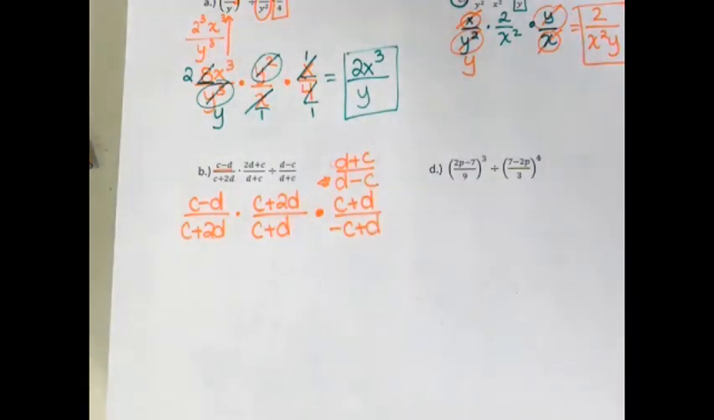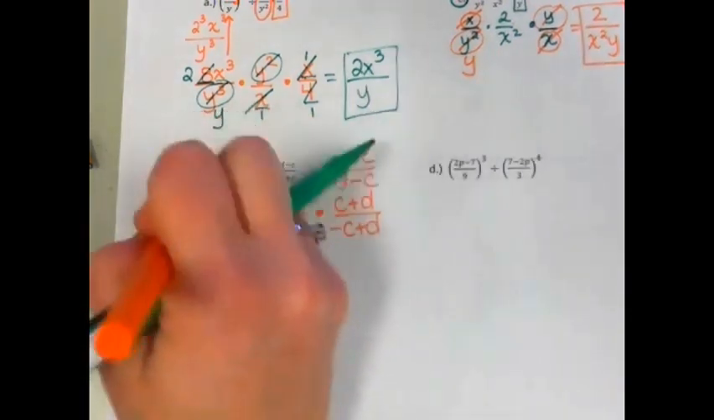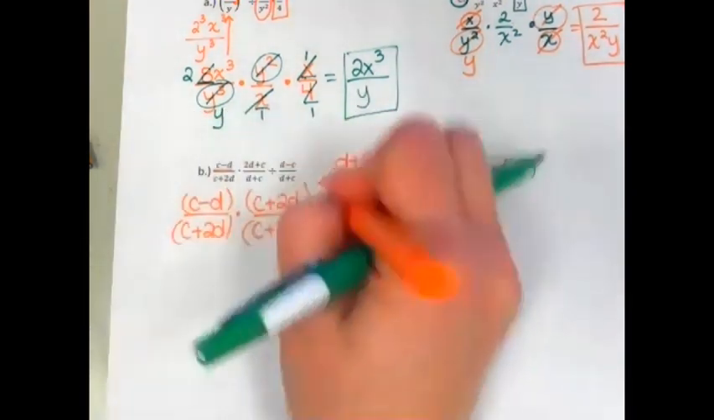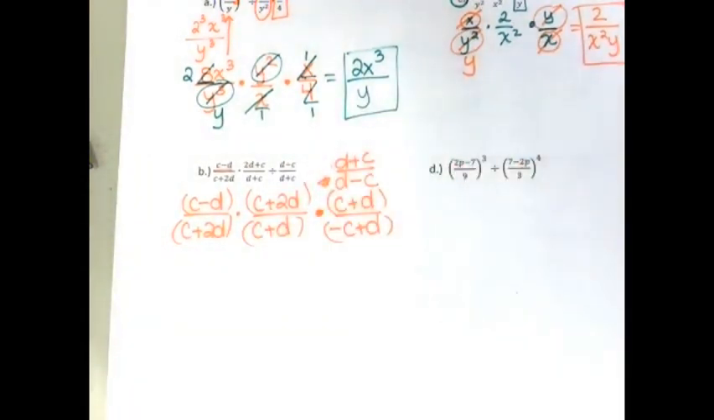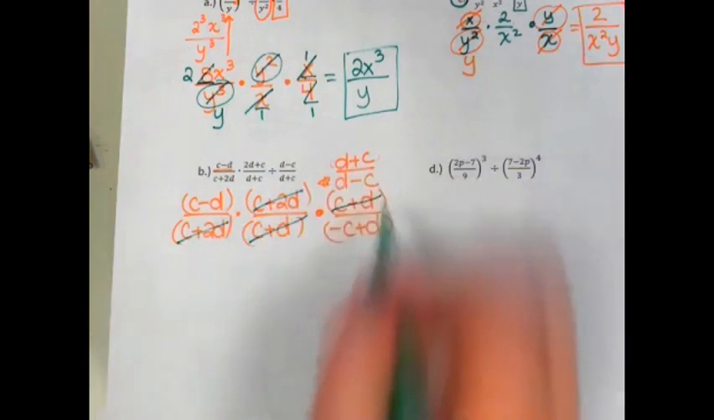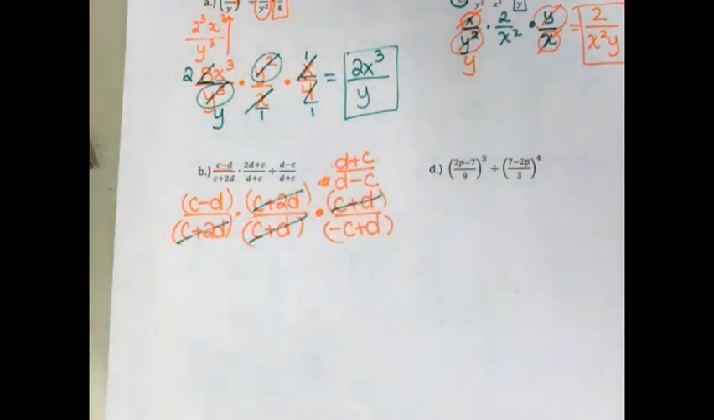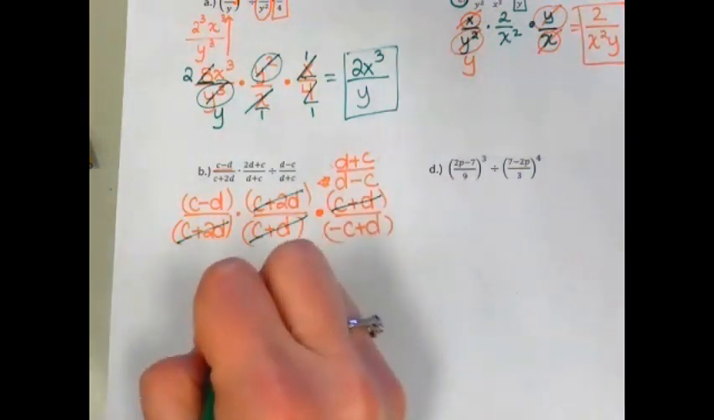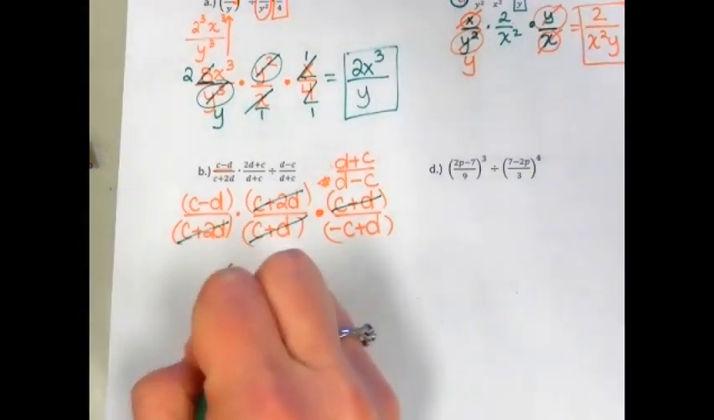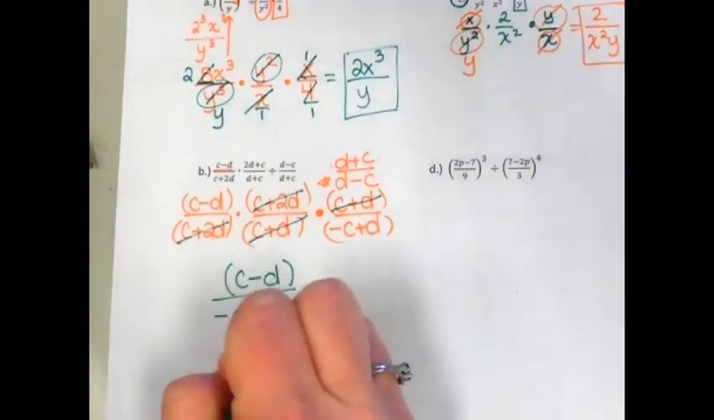All right, so before I do anything there, okay, let's go ahead and cross simplify. What could be crossed out here? I like putting parentheses around. What can be crossed out right off the bat? Go ahead. C plus 2D, good. What else? C plus D. Anything else? No. So right now we're left with C minus D over negative C plus D.